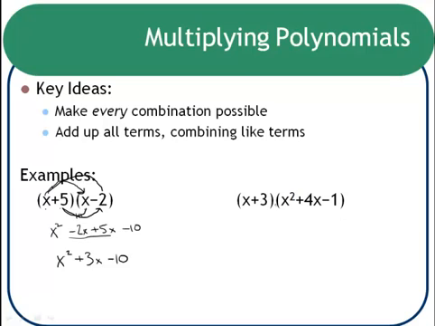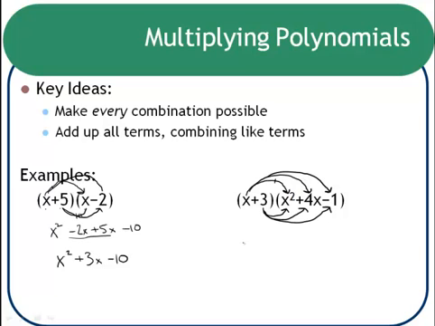Over here, here's an example where FOIL wouldn't work because there are more than 4 combinations to be made. This x, for instance, needs to be distributed to all 3 items, all 3 terms in the second polynomial. And then this 3 needs to be distributed to all 3 terms. So if I were to list all these, x times x squared, sometimes I put little tick marks in there to indicate that I've thought about it.